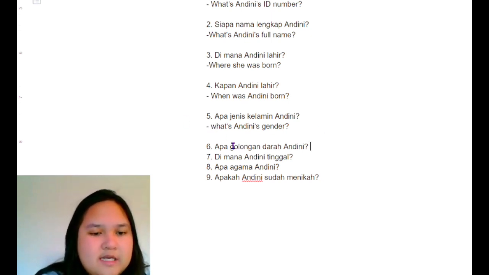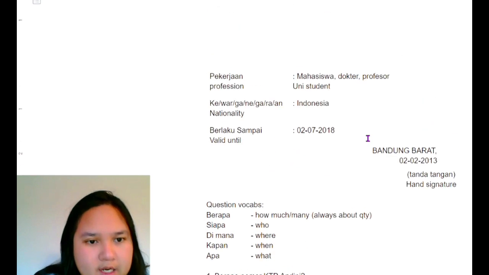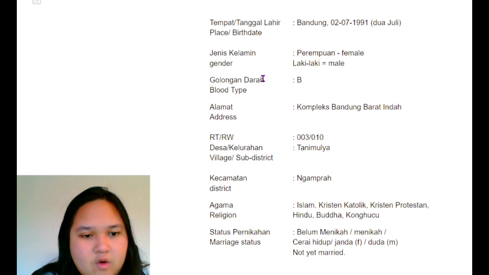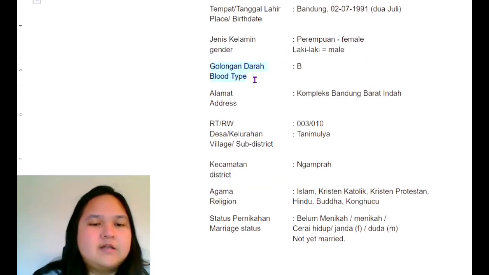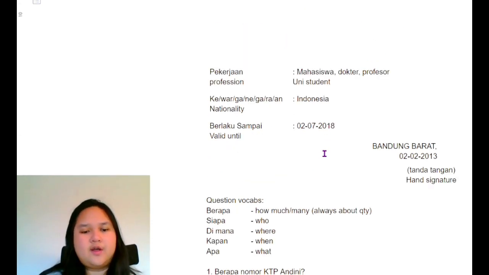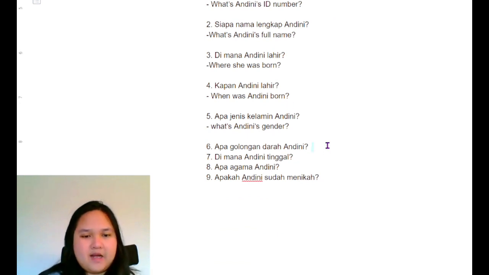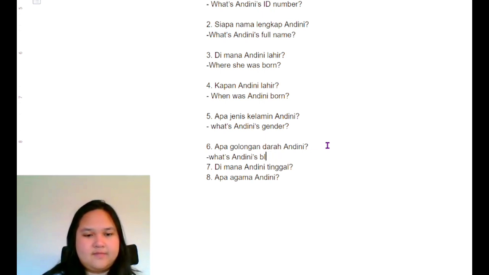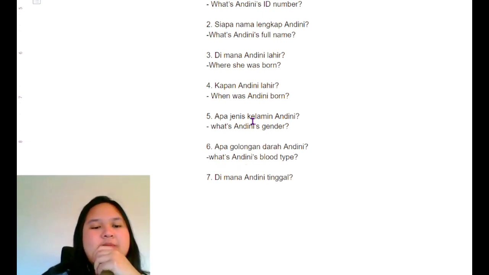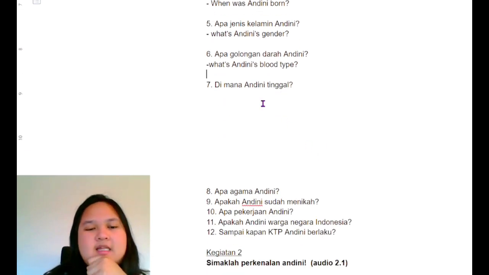So ini also the same, what, and then golongan darah we already know in this form. Golongan darah, which one was that? This one, right? Golongan darah, blood type. So yeah, apa golongan darah Andini? What's Andini's blood type? Alright, and then the next one, di mana Andini tinggal?